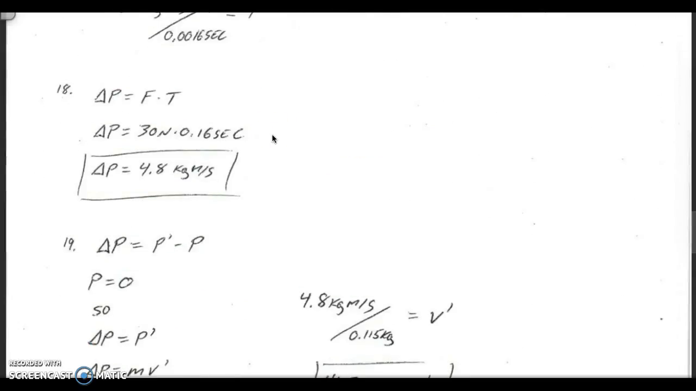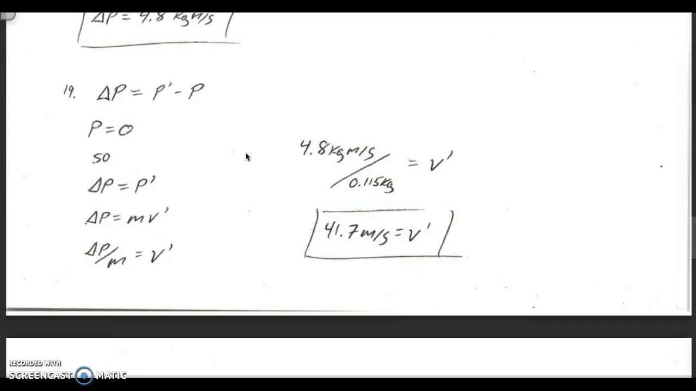Number 18, a hockey player makes a slap shot exerting a force of 30 newtons on a hockey puck for 0.16 seconds. What impulse is given to the puck? Well, impulse is force multiplied by time. We just have to multiply our two numbers. 30 newtons times 0.16 seconds gives me an impulse or change in momentum of 4.8 kilogram meters per second.